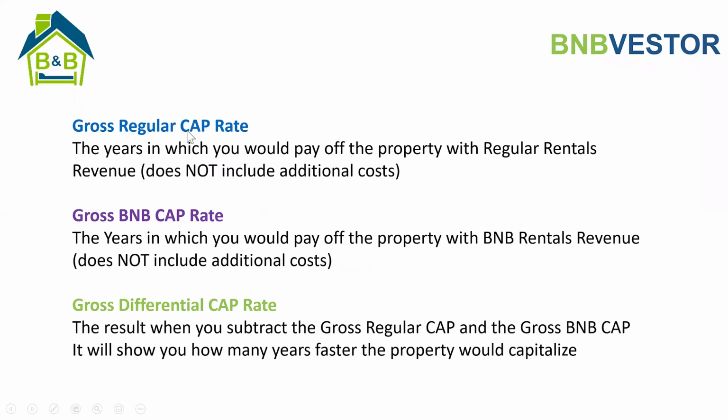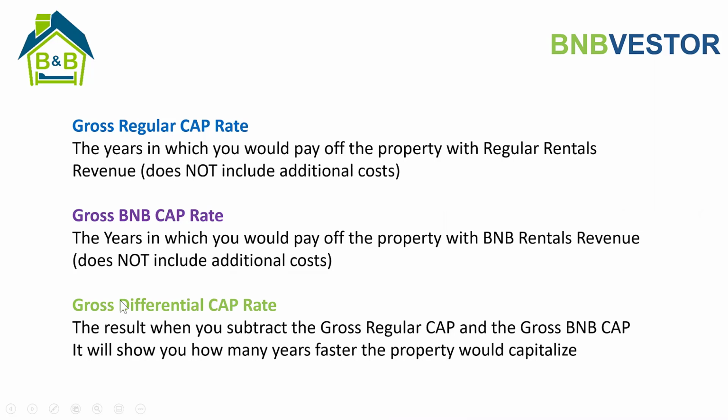Okay, the concepts are: gross regular cap rate, the years in which you will pay off the property with regular rentals. Revenue does not include the additional costs. The regular cap rate does not include expenses in this case. The gross B&B cap rate is the years in which you will pay off the property with B&B rentals, or short-term rentals, in this case Airbnb. Again, these do not include additional costs.